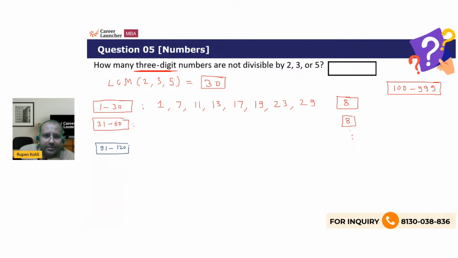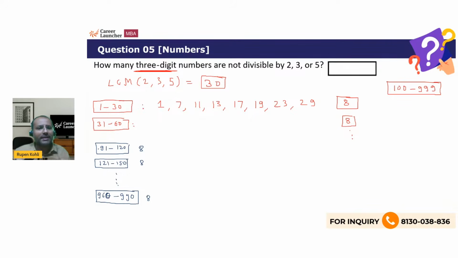They will have 8 numbers. Then the next one, 121 to 150, will have 8 numbers, and so on until the last grouping nearest to a multiple of 30, which is 990. So 961 to 990 is the last grouping, which will also have 8 numbers. So my point is, in the first group, 91 to 99 has to be removed. And after the last grouping, 991 to 999 has to be included. So some adjustment has to be done.